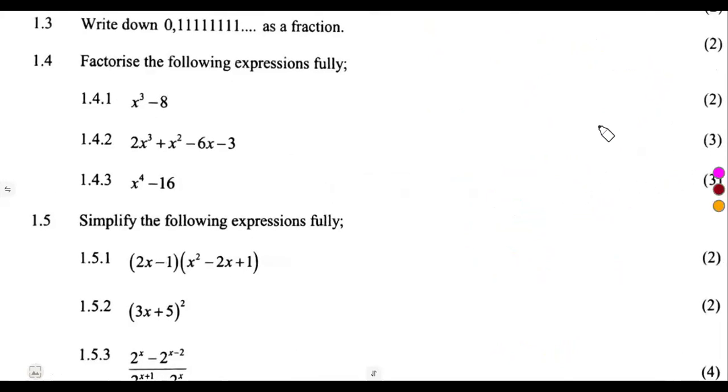Factorize the following expressions fully. All right, we are supposed to factorize these expressions that we are given fully. Okay, so what can we do? That's 1.4. All right, so I'm going to take the first part, which is 1.41, x cubed minus 8. So remember, guys, the part of your factorization as we had these sum and difference of 2 cubes.